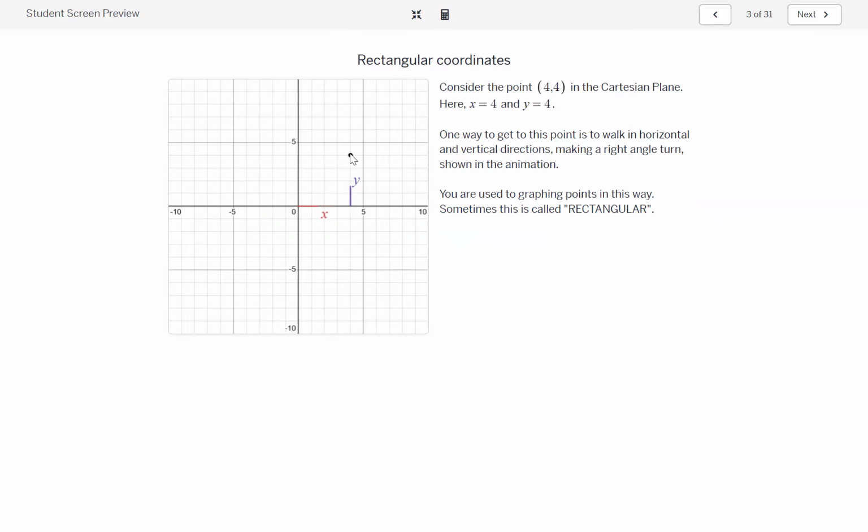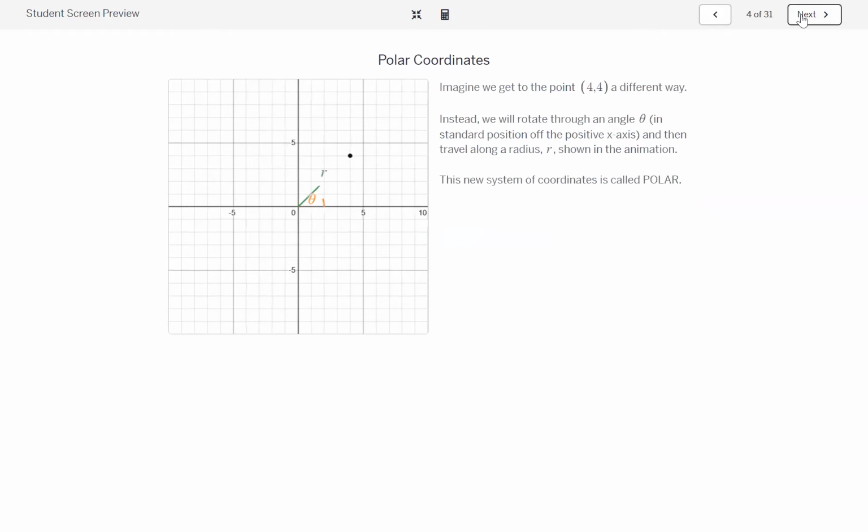But if you were actually going to walk to that point, like if you were in a field, you wouldn't walk 4 to the right and then 4 up because that's extra distance. Instead, you would just orient yourself towards the point, and then walk straight there because that's the shortest distance. So polar coordinates represent that idea of getting there quickly rather than moving left and right and then up and down.